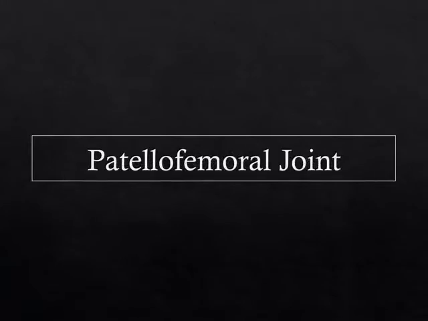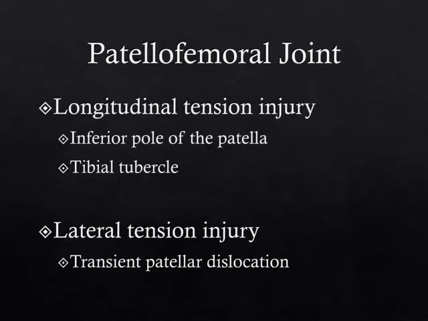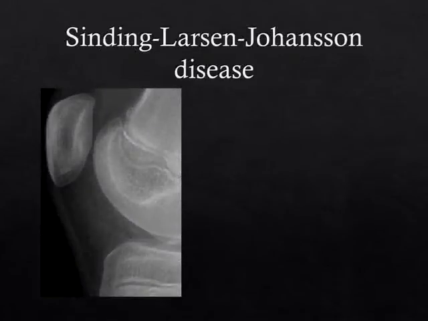So we'll start with the patellofemoral joint. Patellofemoral joint, you can have longitudinal injuries. They typically occur either at the inferior pole of the patella or at the tibial tubercle, and you can have both chronic and acute injuries at those locations. And then lateral injuries are essentially transient lateral patellar dislocation, which is extremely common.